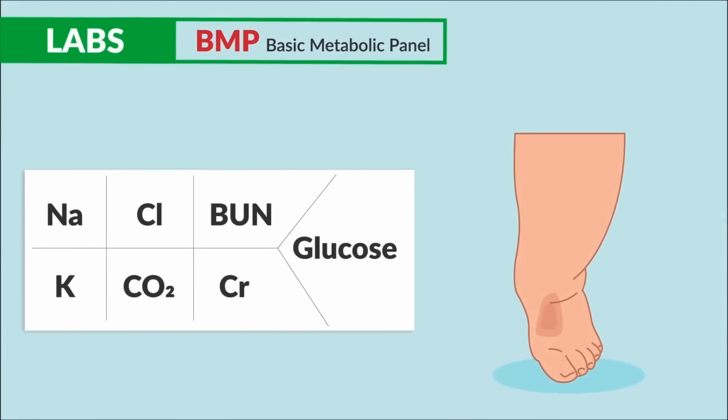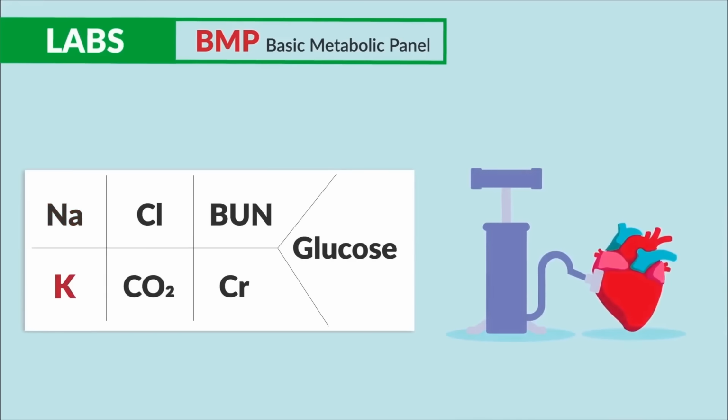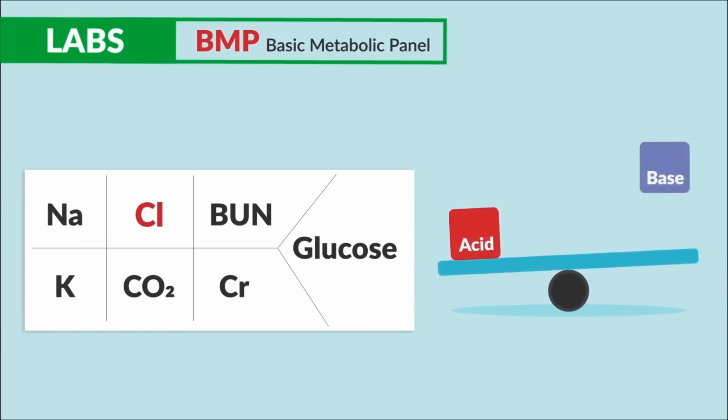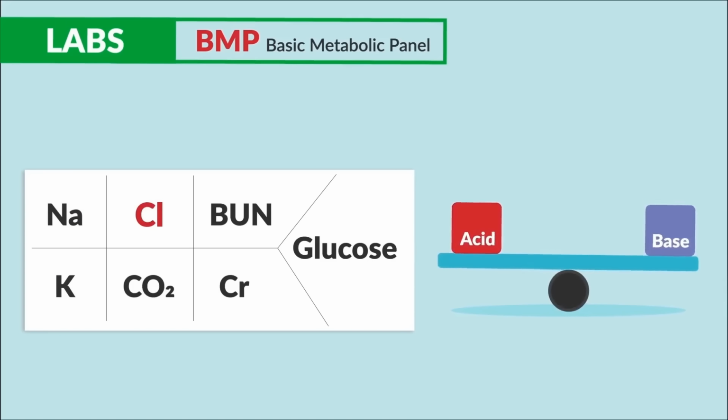So for electrolytes, we have sodium, Na, which remember, sodium swells the body. We have K for potassium, so just think potassium pumps the heart muscles. And chloride, which no one really cares about, to be honest, helps to maintain acid-base balance, which we'll break down all the main electrolytes in a moment.